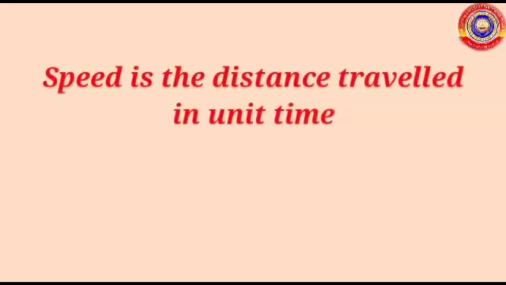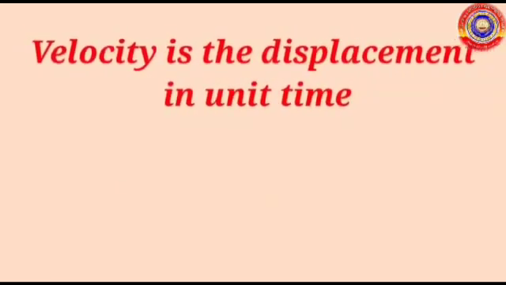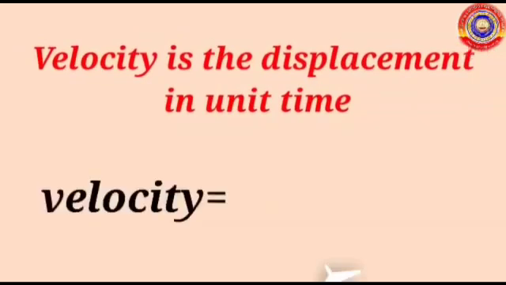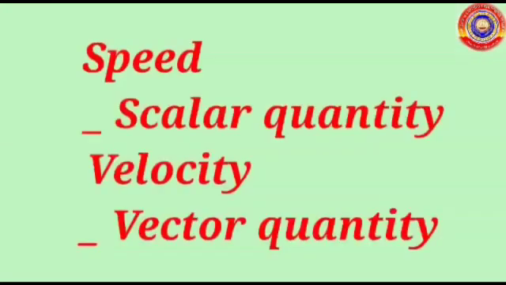From this, we can say speed is the distance travelled in unit time. That is, speed equals distance divided by time. And velocity is the displacement per unit time. That is, velocity equals displacement divided by time. Remember one thing, speed is a scalar quantity and velocity is a vector quantity.